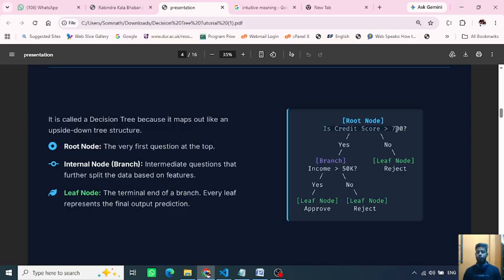So for this credit score, there are two decisions, yes and no. These are the two decisions, and the leaf nodes are the output predictions. At every level, we split the data set, as I said before.